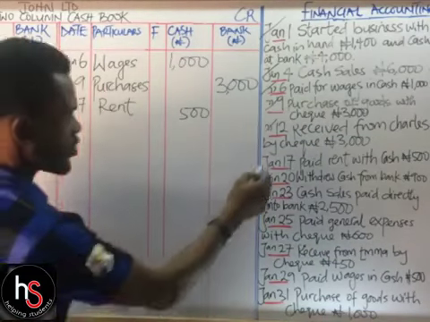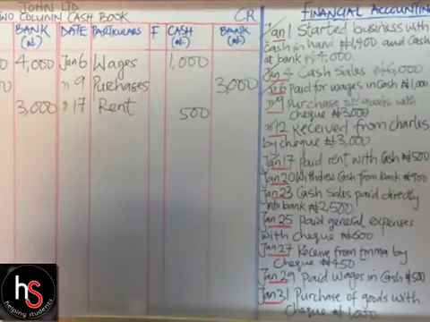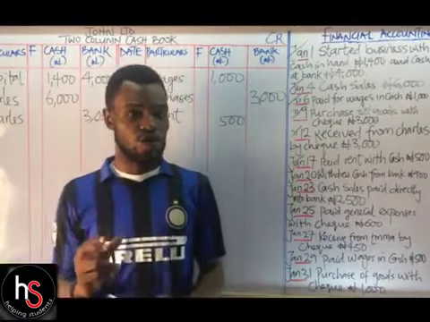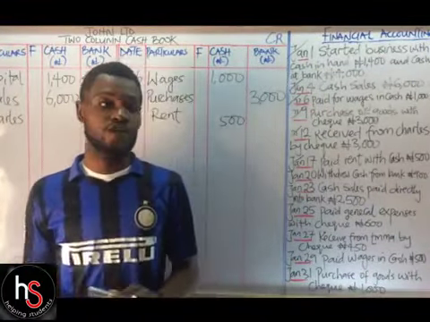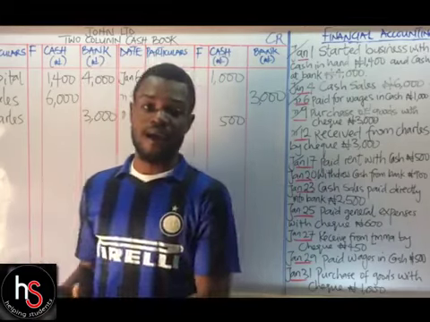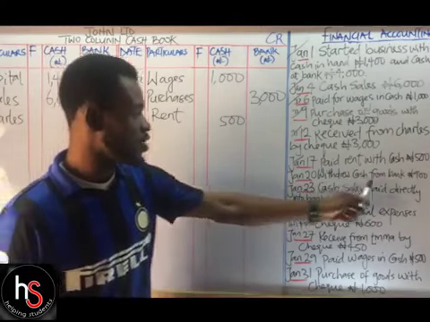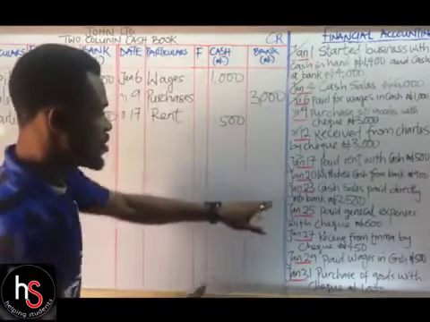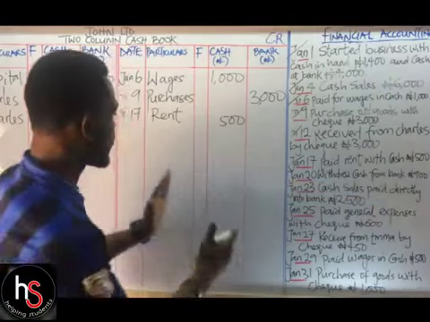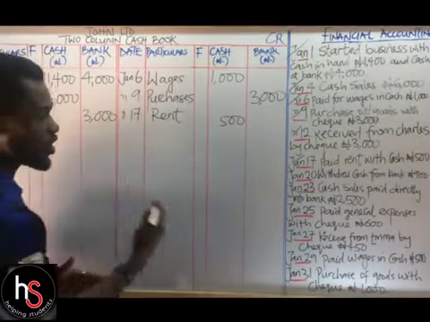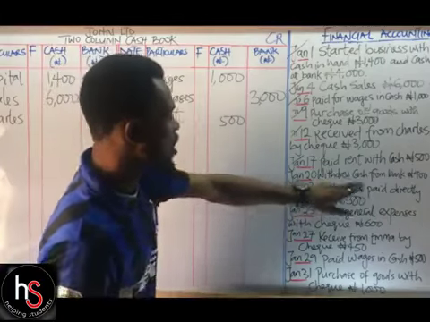Then the next one, January 20, withdrew cash from bank. That's what we call a contra entry. A situation whereby the transaction has to do with the bank and the cash. Now, to record this transaction, as you can see, we drew cash from the bank. This particular transaction will reflect on the two sides of the cash book, on the debit side and on the credit side. So, we drew cash from the bank.